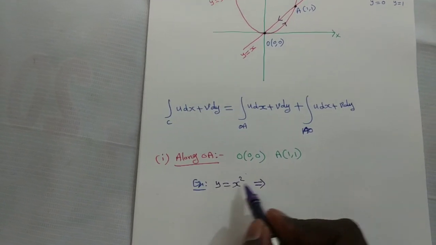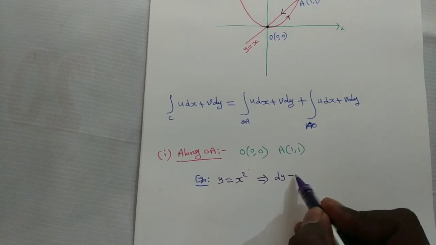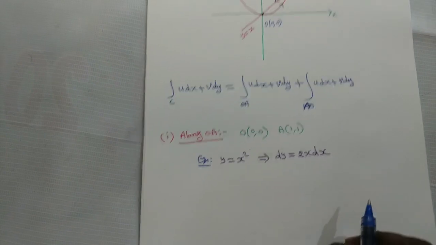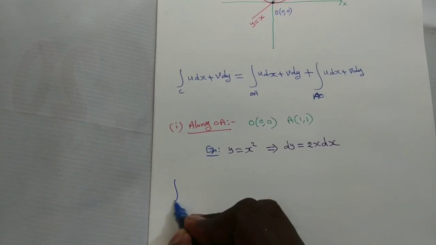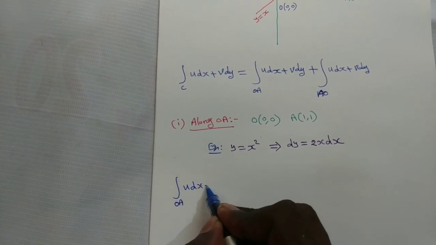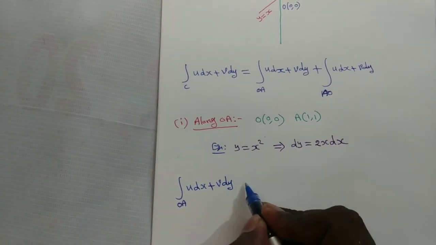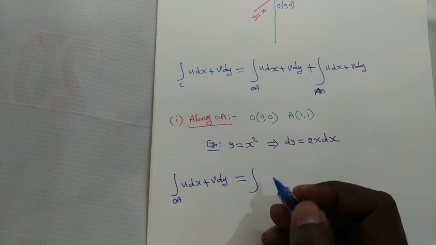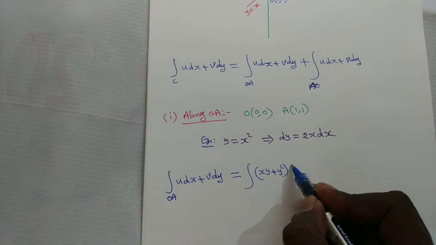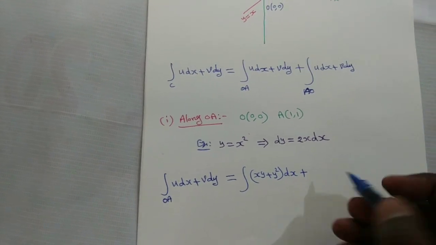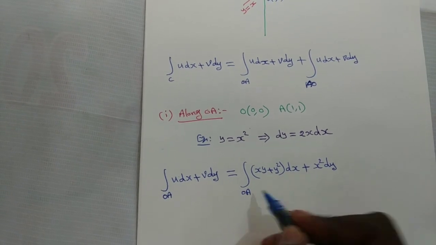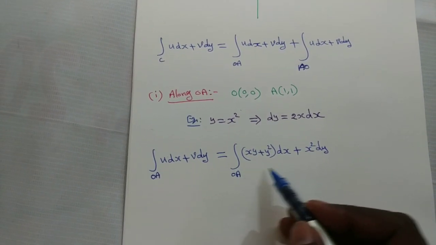From this I can differentiate: dy = 2x dx. Okay, now I am going to find the integral over OA. So the integral over OA of u dx + v dy. They are given: it is (xy + y squared) dx + x squared dy along OA. Okay, now this is a single integral.